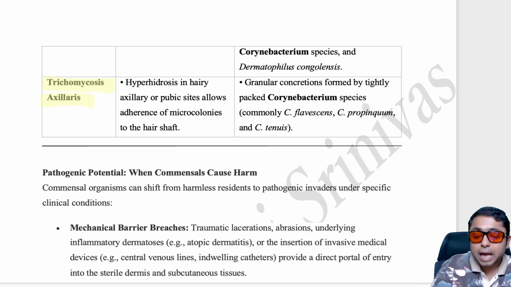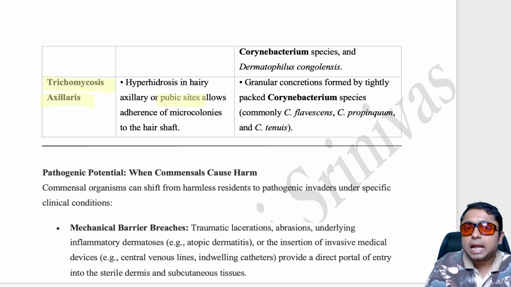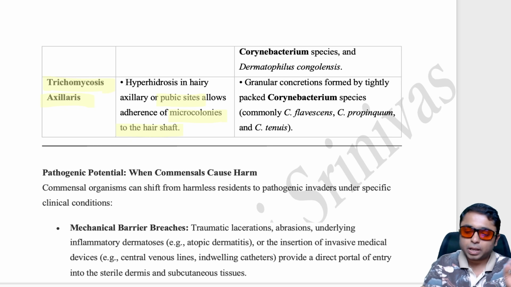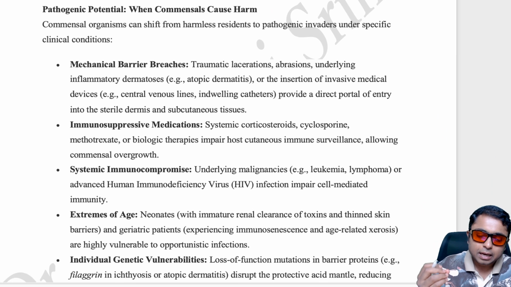Trichomycosis axillaris: hyperhidrosis in the hairy axillary and pubic sites will allow the adherence of the microcolonies to the hair shaft. So, what are the organisms? It is Corynebacterium tenuis and also Corynebacterium propinquum. So, these are going to form the granular yellow colored concretions on the axillary hair.